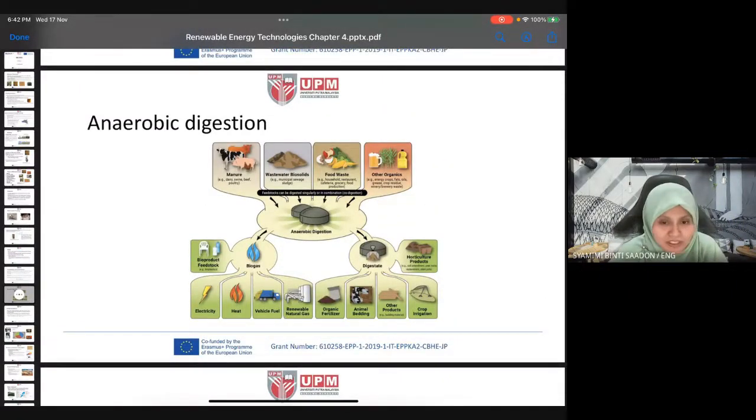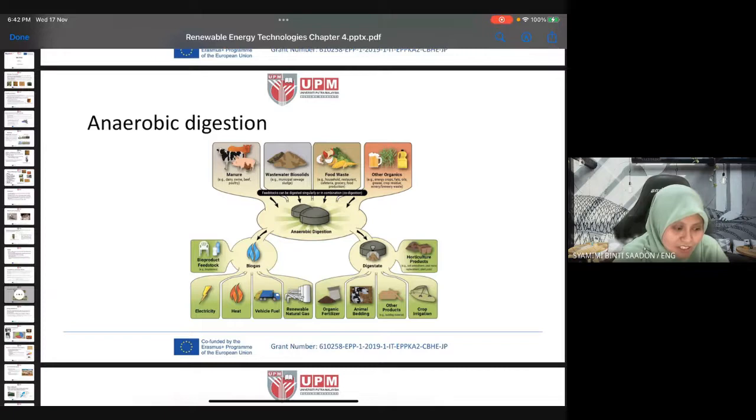Okay, so this is the process of anaerobic digestion. For example, we have those biomass sources: manure, animal waste, wastewater, biosolids from wastewater, food waste, and other organics.